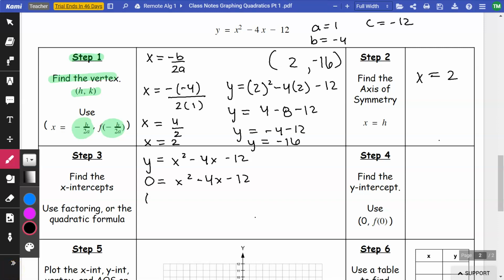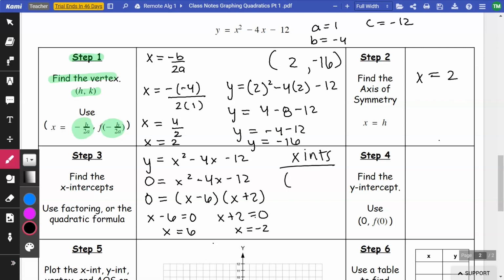So this equation is factorable. It factors to (x minus 6)(x plus 2). And then x minus 6 equals 0, x plus 2 equals 0. Add 6 to both sides, x equals 6. Subtract 2 from both sides, x equals -2. So your x-intercepts that you found should be at (6, 0) and (-2, 0).